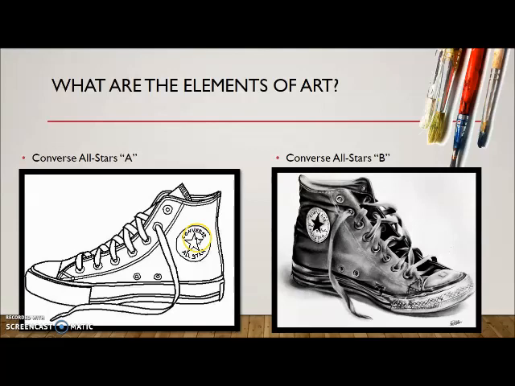The Converse All-Stars A and the Converse All-Stars B pictures are both very different, and yet they have some very similar qualities, and these qualities are reflected as elements of art that we just saw listed. The first quality includes line. The quality of line, or the element of line, is reflected in both of the drawings, although they may be used a little bit differently.